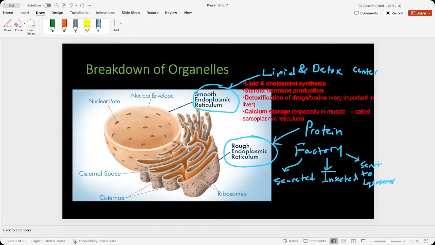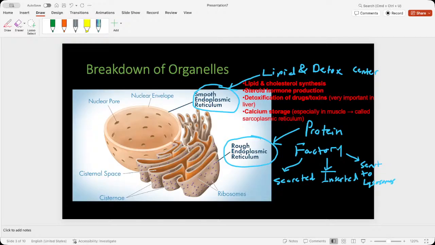So a little bit more on the breakdown of the organelles. The endoplasmic reticulum is made up of rough ER and smooth ER. The smooth ER is used for lipid and cholesterol synthesis, steroid hormone production, detoxification of drugs and toxins, calcium storage, all of those things. In the rough ER, meaning starting with the R, ribosomes, you can see the ribosomes are attached to the endoplasmic reticulum itself. There are also some floating around freely in the cytoplasm of the cell as well.